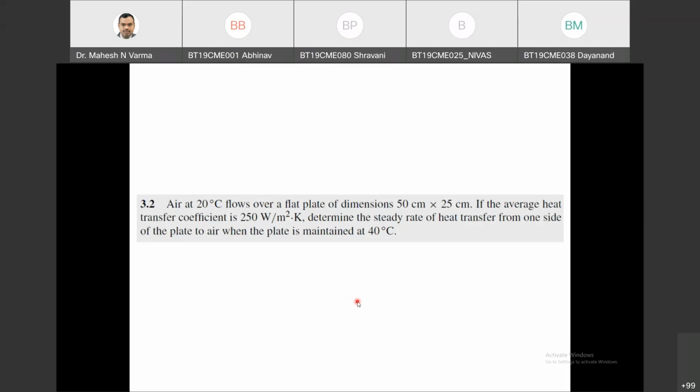Okay, this is actually interface flux. Okay, Newton's law of cooling. So that we have not done a problem solving on that. Okay, Newton's law of cooling. So now we will do that. Okay. So take out all the given data and solve this problem. Air at 20 degrees Celsius flows over a flat plate. Area is given 50 by 25 centimeter. If average heat transfer coefficient is given, determine the steady rate of heat transfer. Rate of heat transfer from one side of the plate.